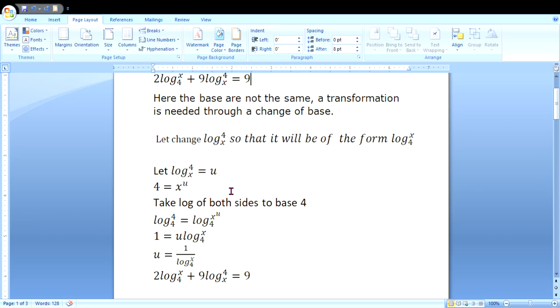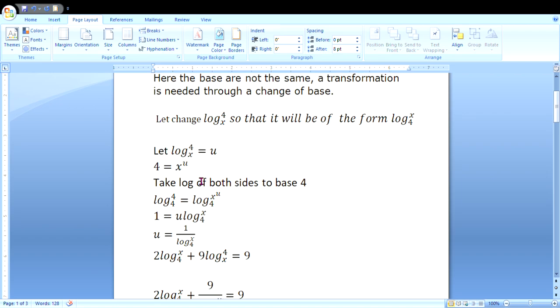That we can easily do by saying let log 4 to base x equal u. If that is the case, from definition, 4 is equal to x raised to the power of u, from the definition that the logarithm of a number is the power to which the base must be raised to give that number. Now, the next step is to take logarithm of both sides to base 4 because we are trying to transform this to look like this.